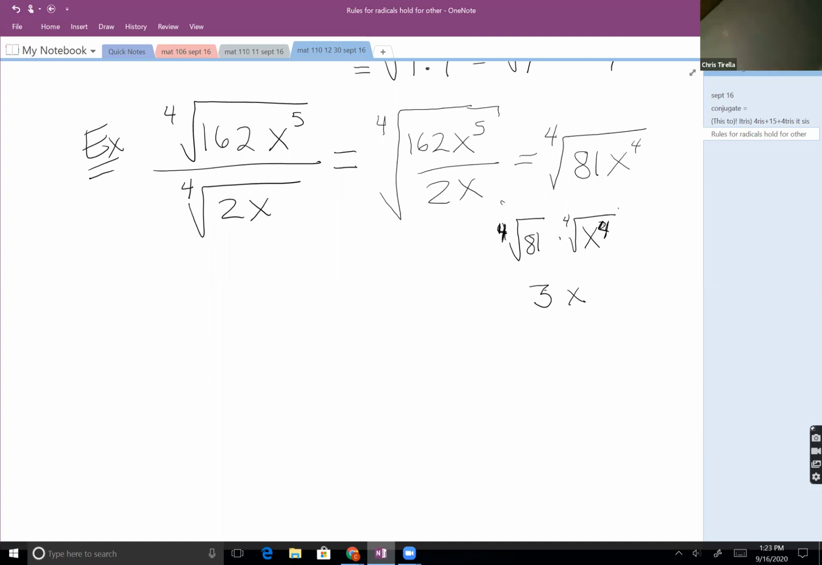So what's going on over here actually becomes easier if we look at rational exponents.